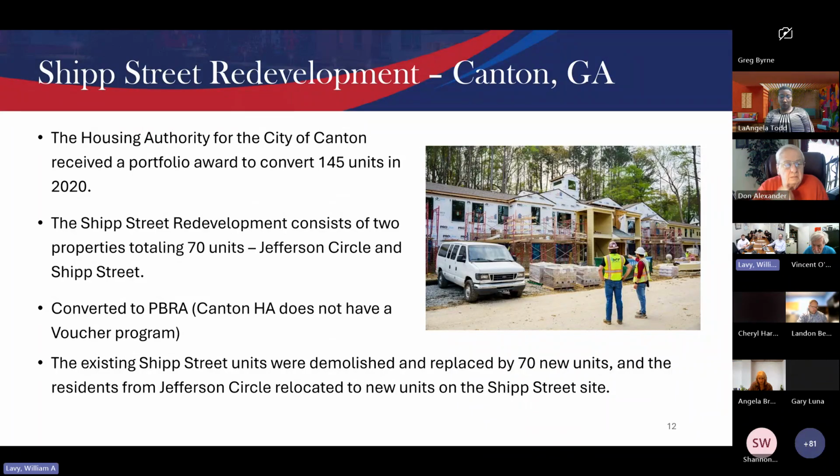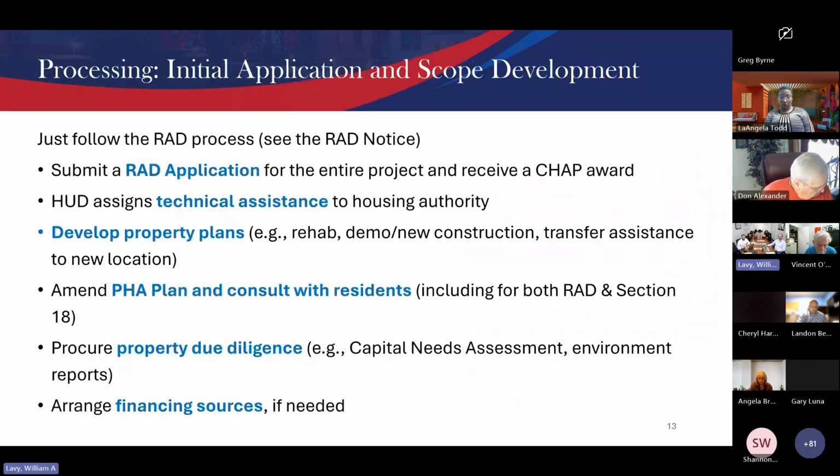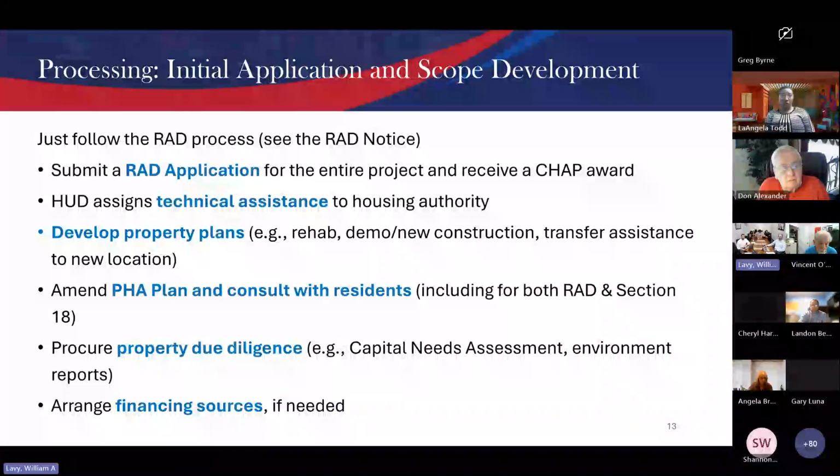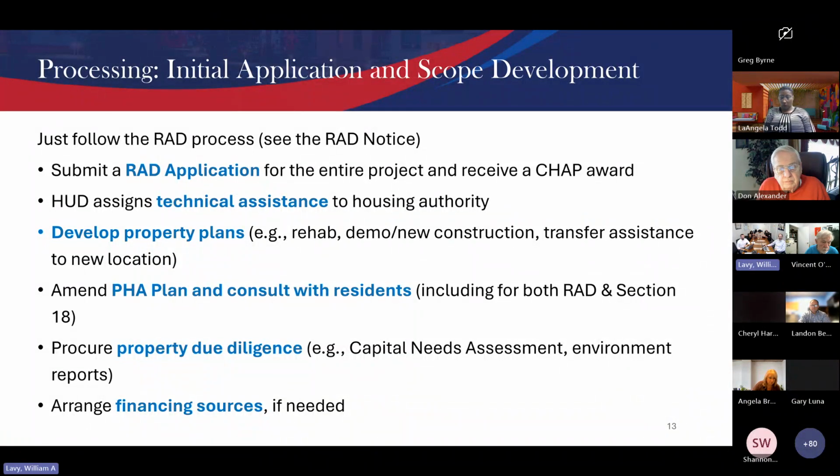So how does it all work? What's the process for a PHA blend, a small PHA blend? In all honesty, not that different from a regular RAD conversion. What does it take? You submit a RAD application for the entire project. You get what we call a commitment to enter into a housing assistance payment contract. It's your ticket to the RAD program. Once you get that CHAP, we automatically assign you HUD-free technical assistance to the Housing Authority. These are folks who are in the industry, know the program and development backwards and forwards, and can help you envision what you need to do.